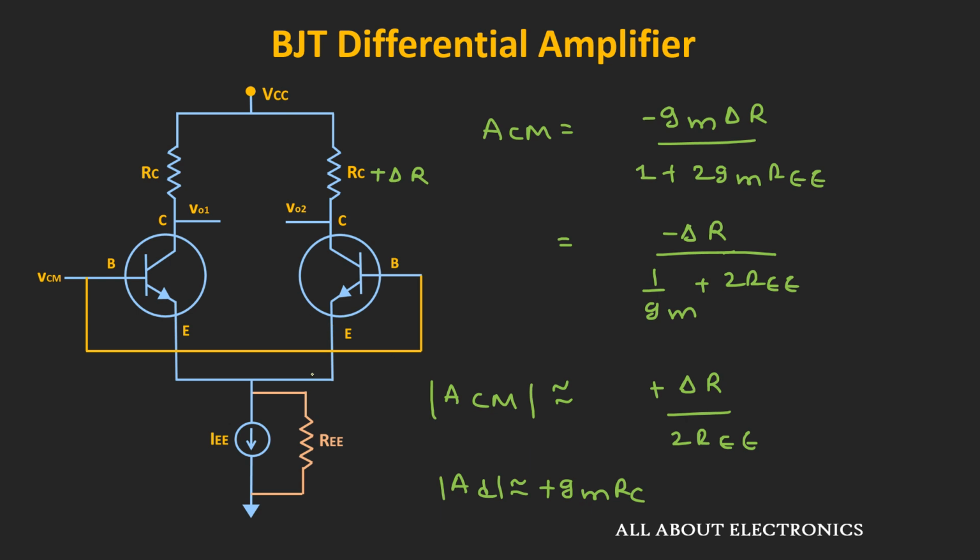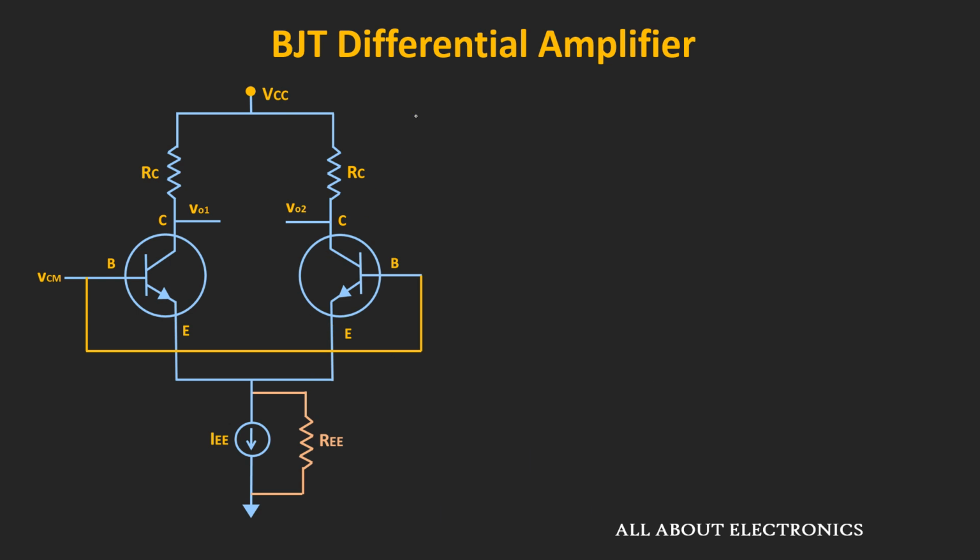And as I said earlier, this CMRR, or the common mode rejection ratio, is the ratio of this differential gain to the common mode gain. And it shows how well the circuit is able to reject the common mode input signal. So in the ideal case, the common mode gain should be equal to 0. Or in other words, this CMRR should be equal to infinite. But actually, the value of the CMRR should be very high.